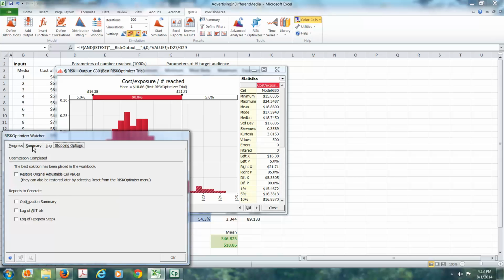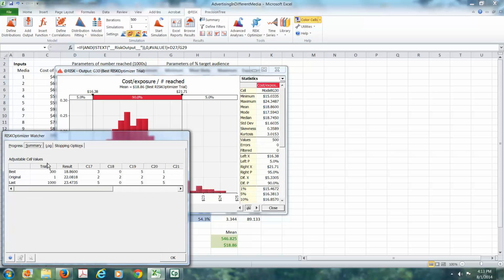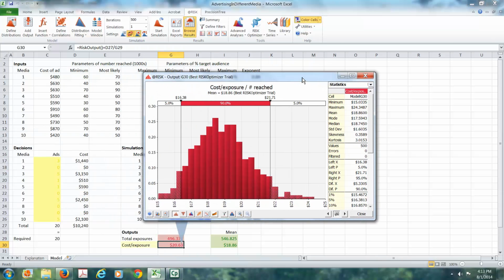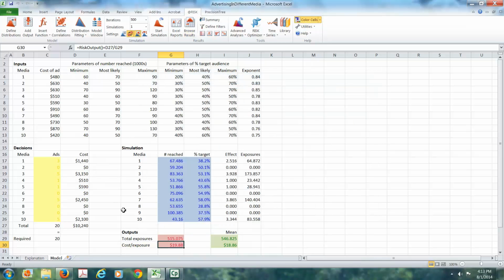And we'll see our summary says the best we have is $18.86. And this gives us the combinations of each. So let's click OK, and we'll have a look here. And so what we have is the very best strategy. That would be 3 ads with media 1, 5 with 3, 1 with media 4, 1 with media 5, 5 with media 7, and 5 with media 10.